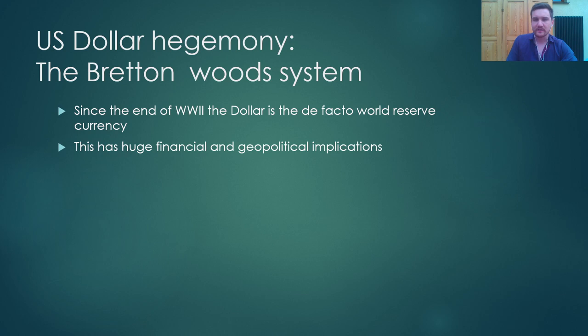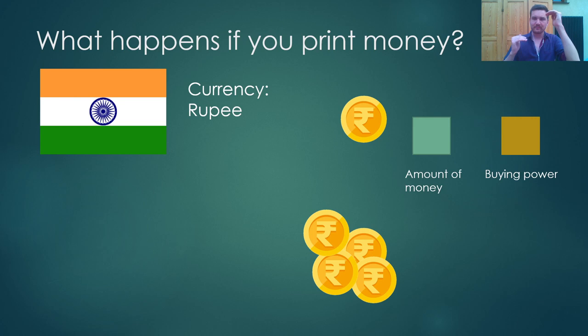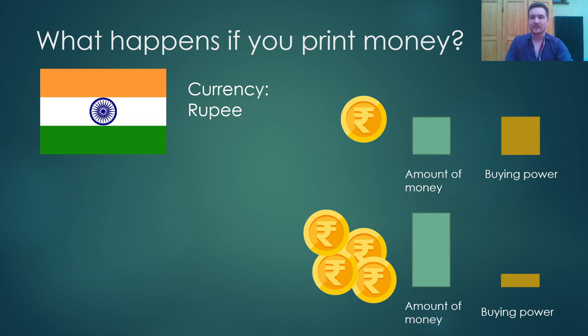So let's assume you're India, you have your currency, the rupees, and let's assume you just print more money. This means the amount of money increases, but the buying power decreases. You cannot create wealth out of printing money. The amount of money increases, the buying power decreases, so overall you gain nothing. It's balancing itself out. You can't create wealth just from printing money.